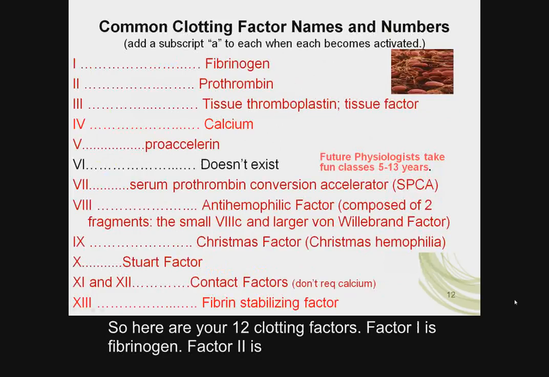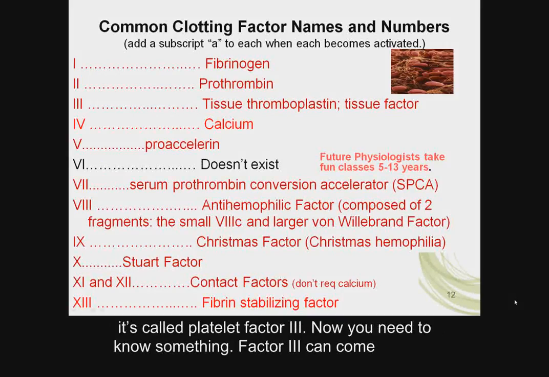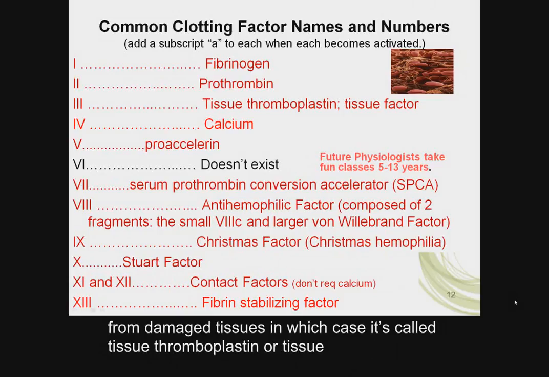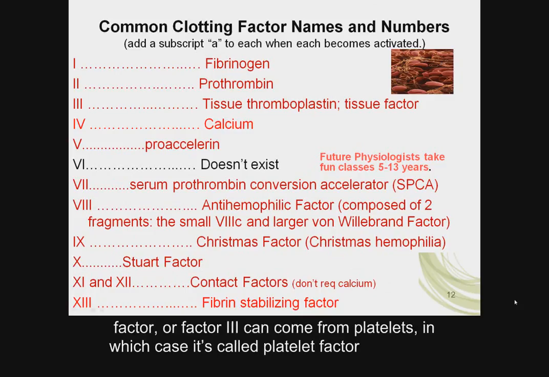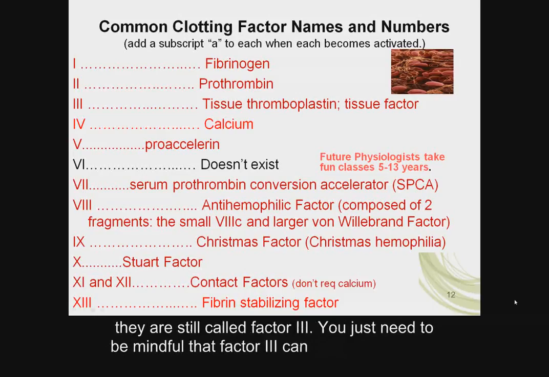Factor 1 is fibrinogen. Factor 2 is prothrombin. Factor 3 is tissue thromboplastin or tissue factor, or sometimes it's also platelet factor 3. Now you need to know something. Factor 3 can come from damaged tissues, in which case it's called tissue thromboplastin or tissue factor, or factor 3 can come from platelets, in which case it's called platelet factor 3. They are technically different in chemistry. They are different molecules, but they are still called factor 3.